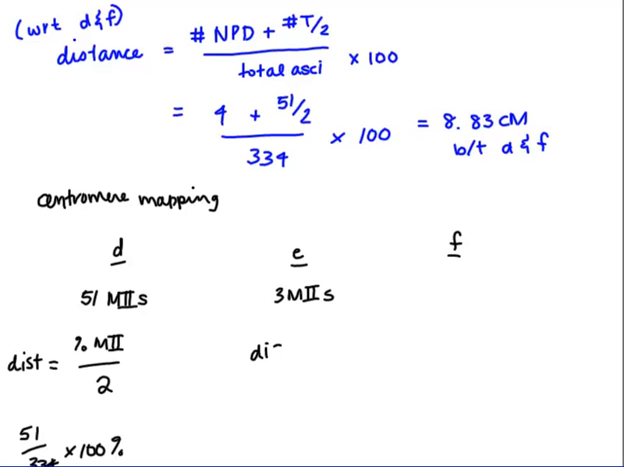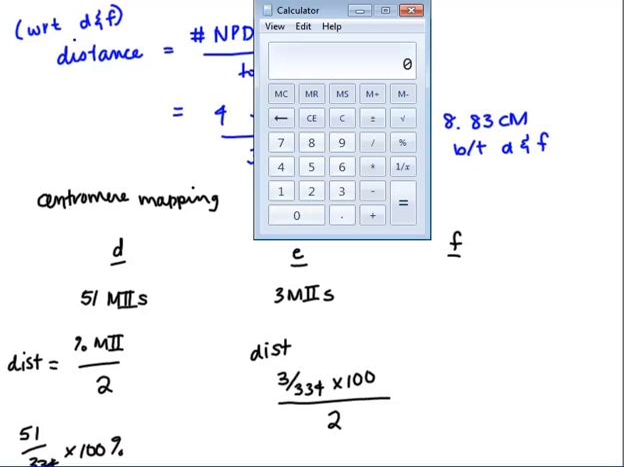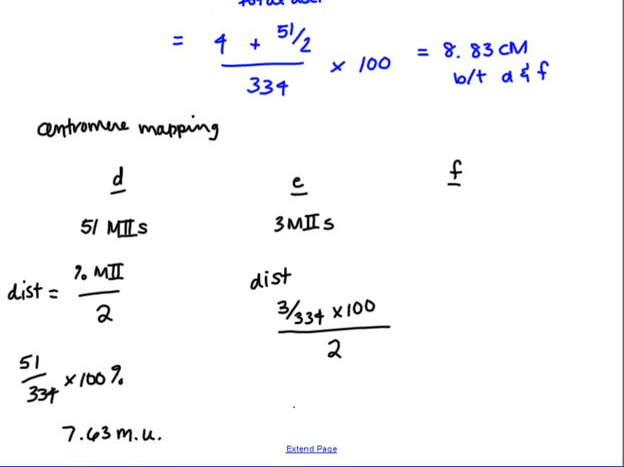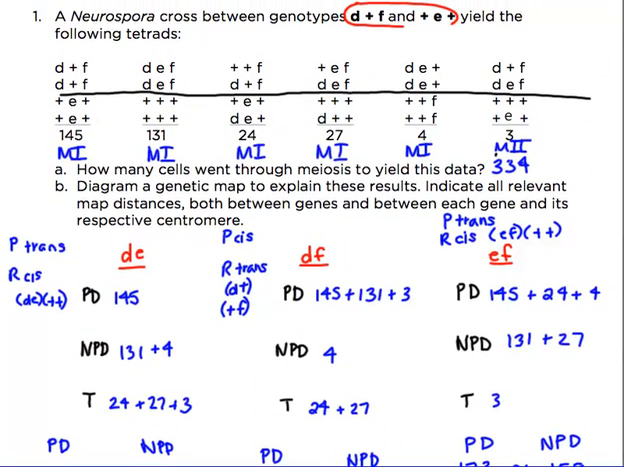So what's the distance here? It would be 3 out of 334 times 100, and that whole thing divided by 2. So 3 out of 334 times 100 divided by 2. You see that E is 0.45 centimorgans away from its centromere. And remember that centimorgans is the same thing as map units. Okay, now let's look finally at F.